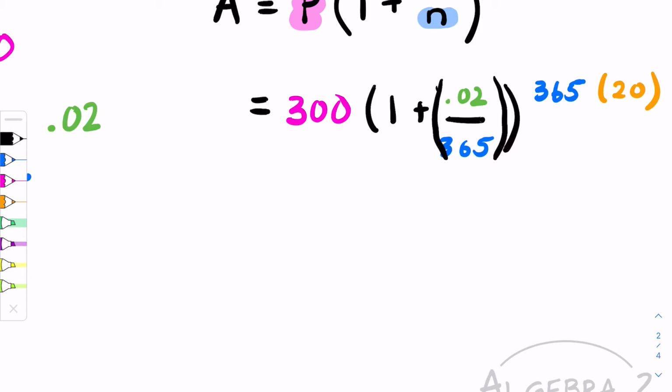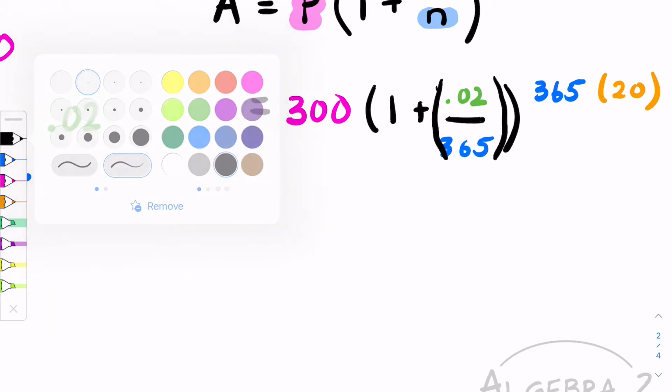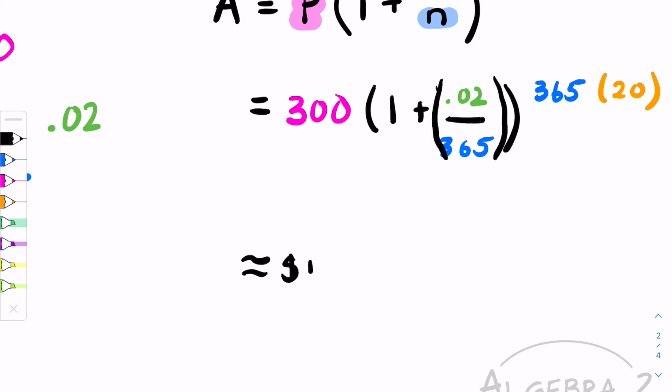with the wrong answer. When I type this into my calculator, I have 300, 1 plus parentheses 0.02 divided by 365, close 2 sets of parentheses, raised to the power of 365 times 20. My solution is $447.54.